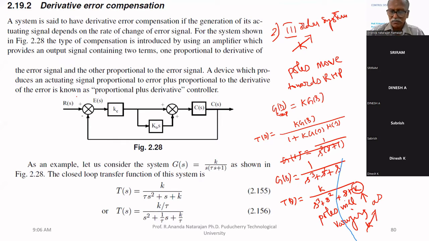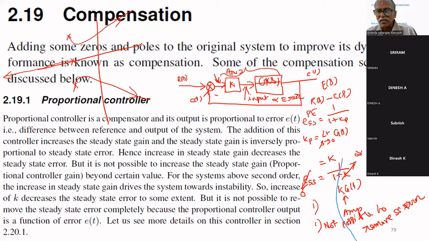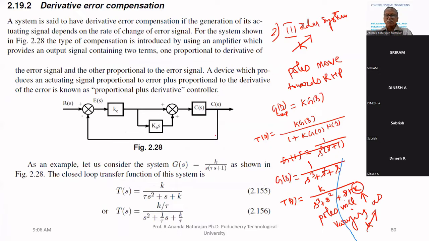From third order onwards, suppose I have a third order system with poles like this, when K equals 0. If you increase K, what will happen? This pole will move towards the left-hand side, but these two poles will move towards the right-hand side. It means two of the poles are moving towards the right-hand side as K increases. That's why you cannot increase K beyond a certain value to remove steady state error. That is the second point.